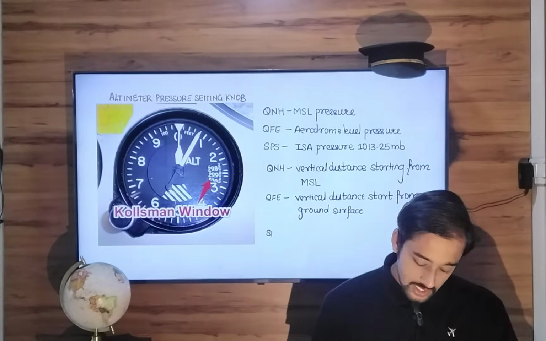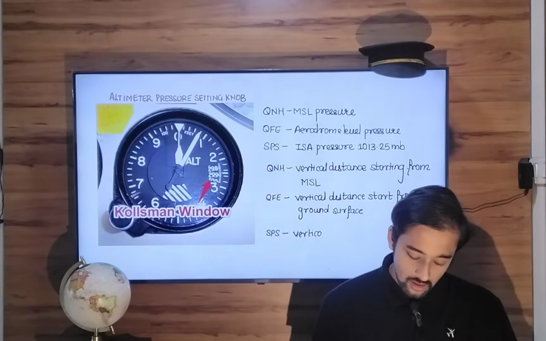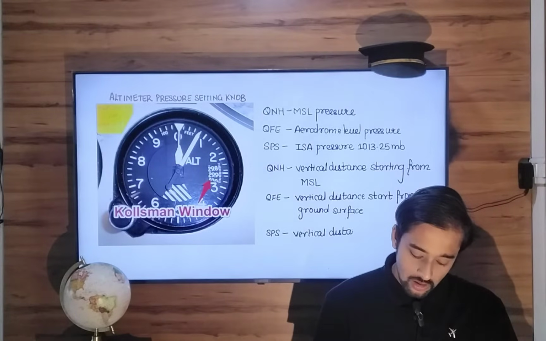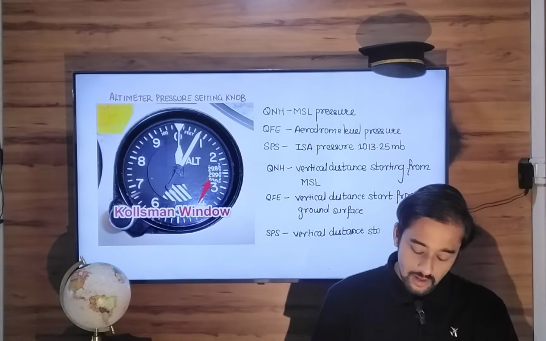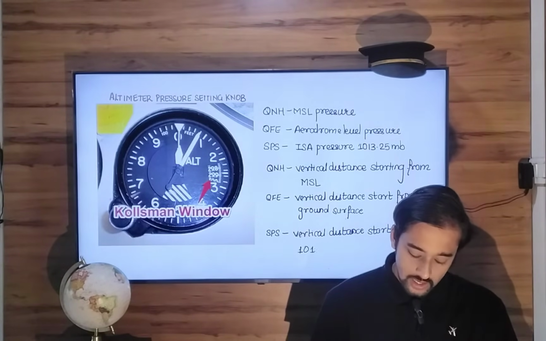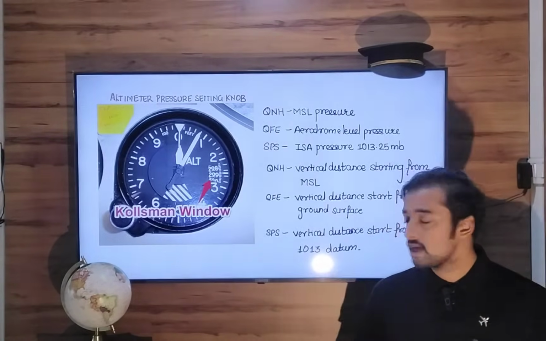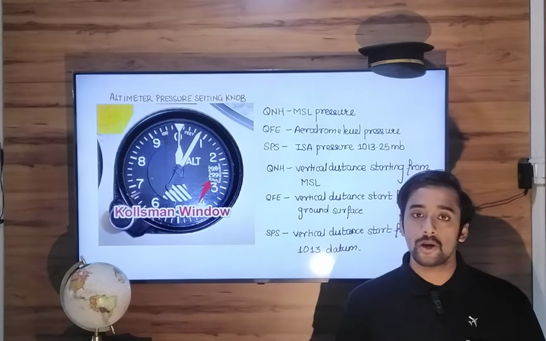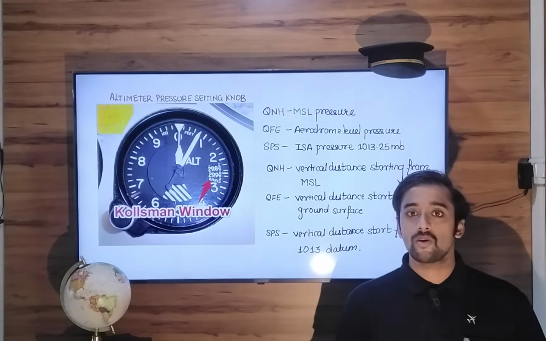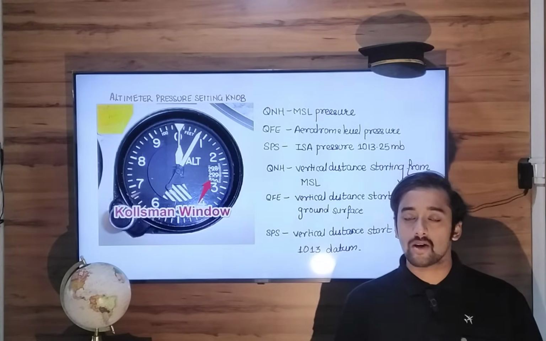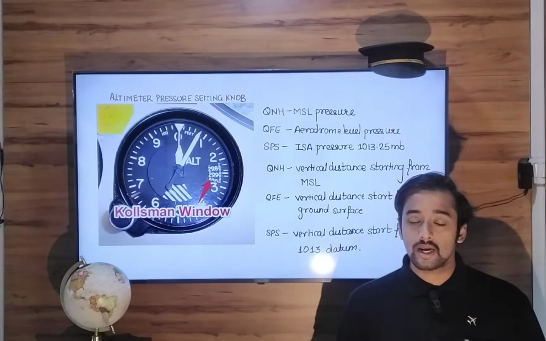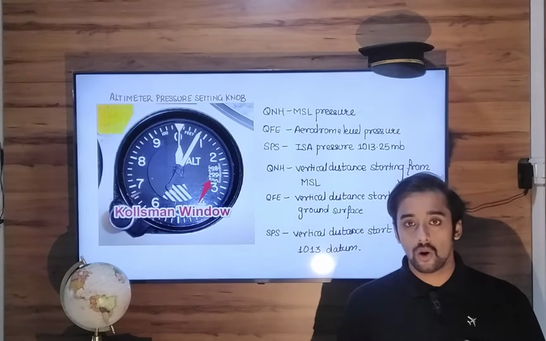When you put standard pressure setting in the altimeter setting window, the vertical distance will be measured from 1013 datum. Okay, so that will be your beginning point or origin, that datum of 1013 pressure level, and beginning from that the vertical distance will be measured. Now the vertical distance corresponding to standard pressure setting is called flight level or pressure altitude.